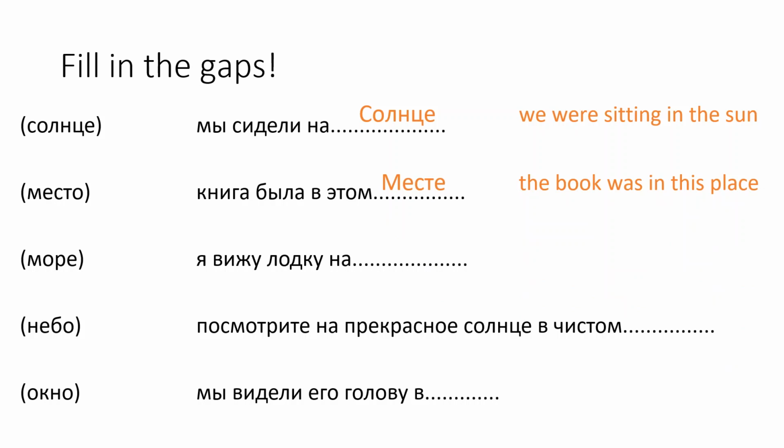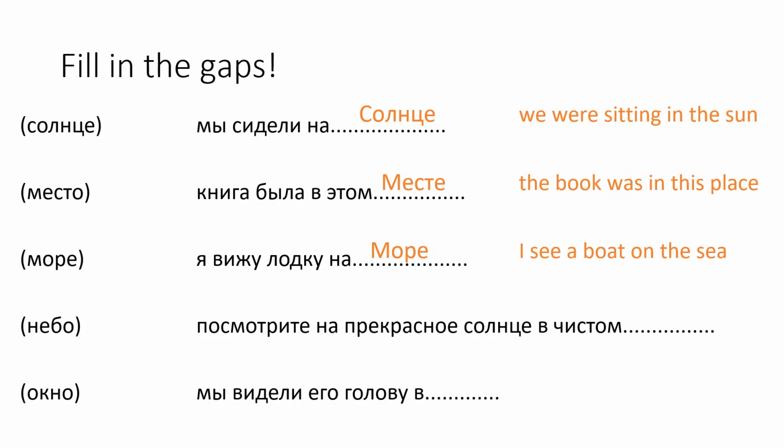Я вижу лодку, because that's in the accusative. Лодка goes to лодку. На море. Again, море ends with ye already, so it just doesn't change. Я вижу лодку на море. I see a boat on the sea.